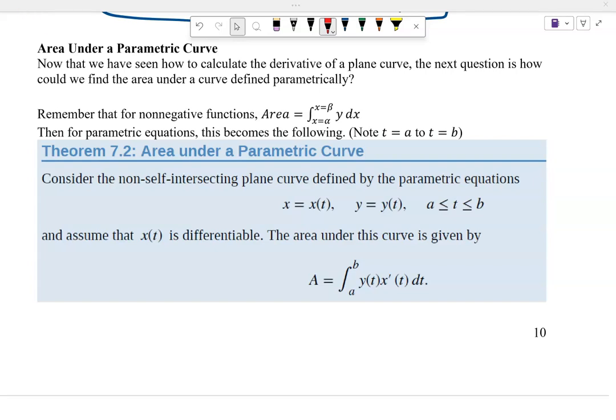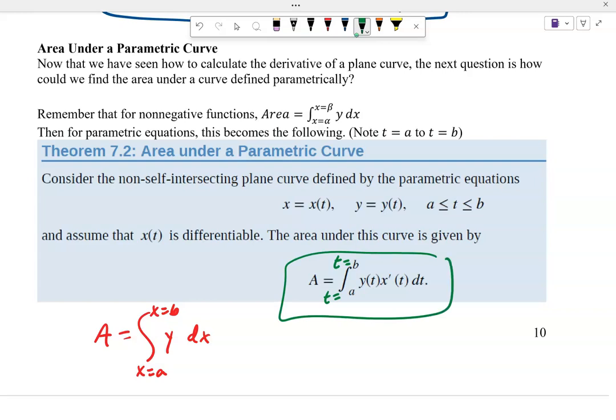Well, next question. Now we can do a little bit of calculus, calculate the derivative of a plane curve. How about the area of a curve defined parametrically? We know area, as long as the function is non-negative, would be from x being a to x being b of the function dx. Well, in terms of t, that'll become, this is t being a to t being b, y of t x prime of t. You'll see that here in the next one.